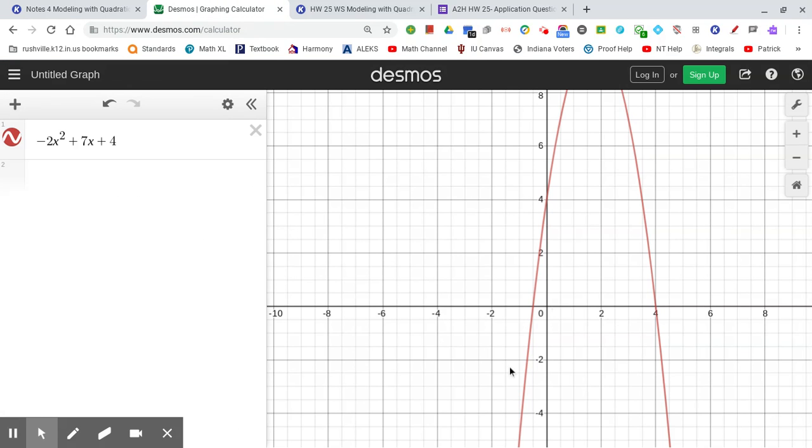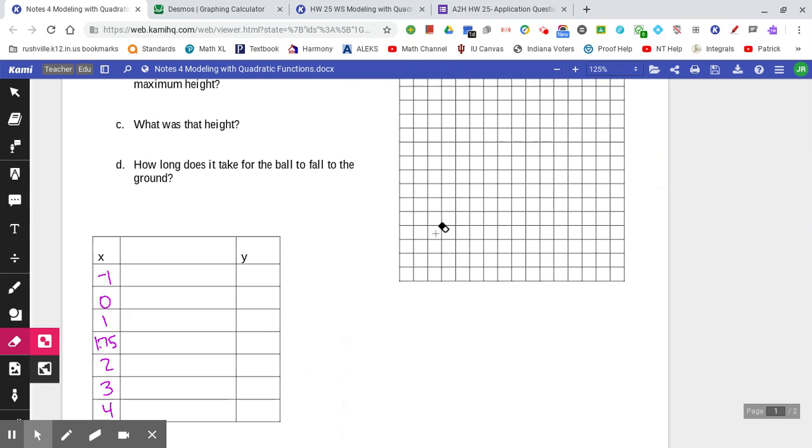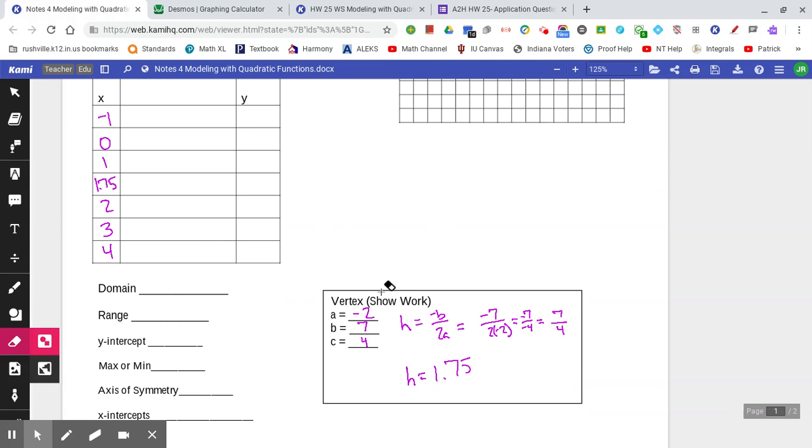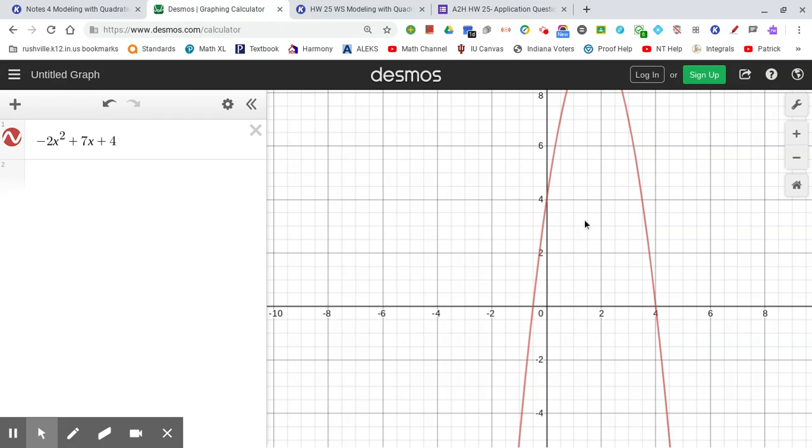Notice I can identify my a is negative 2, my b is 7, and my c is 4. Because that leading coefficient is negative, this graph opens down. Think about it: if you hit a ball up in the air, think about the curvature of that ball. It goes up, and then it's going to come back down.